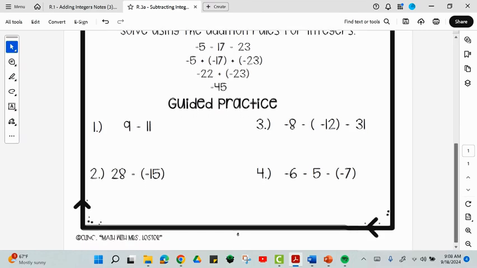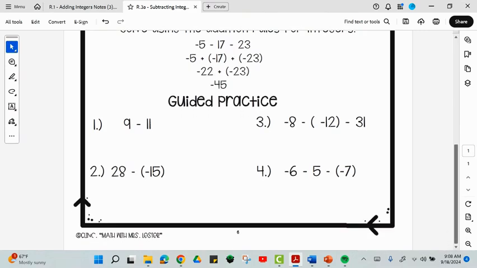So let's try a couple of examples. So the first one, we've got 9 minus 11. So the first thing we want to do is change, so we keep the first number the same, change the subtraction sign to a plus sign, and make 11 negative, since it's currently positive.